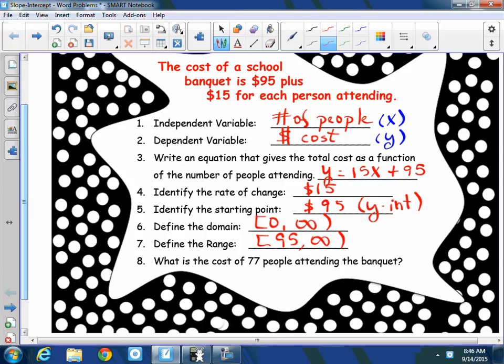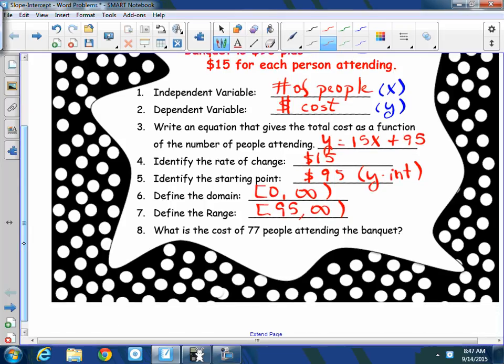Because it's not telling me what's the amount that I can put inside wherever they're doing the banquet, right? So technically it's infinity. Now, what is the cost of 77 people attending the banquet? What do you do right now? Samuel, what do you do? Very good. You're going to replace x with 77, because x is telling you the number of people, and it's telling you that it's 77. Very good.